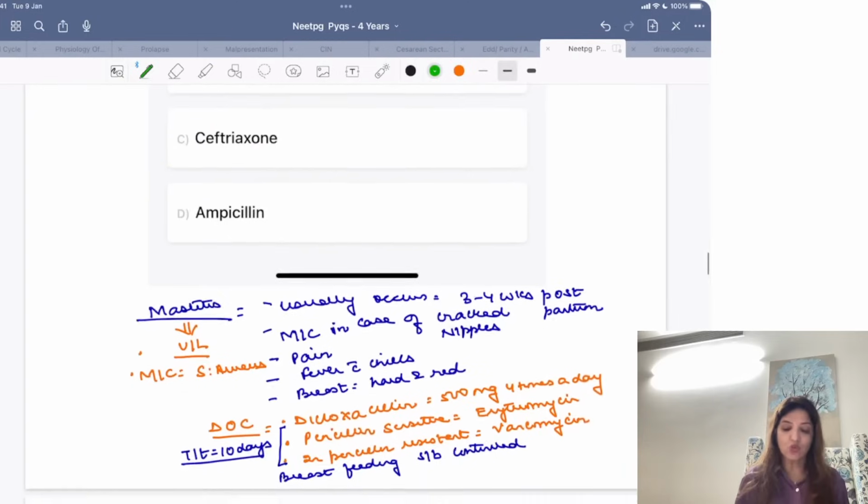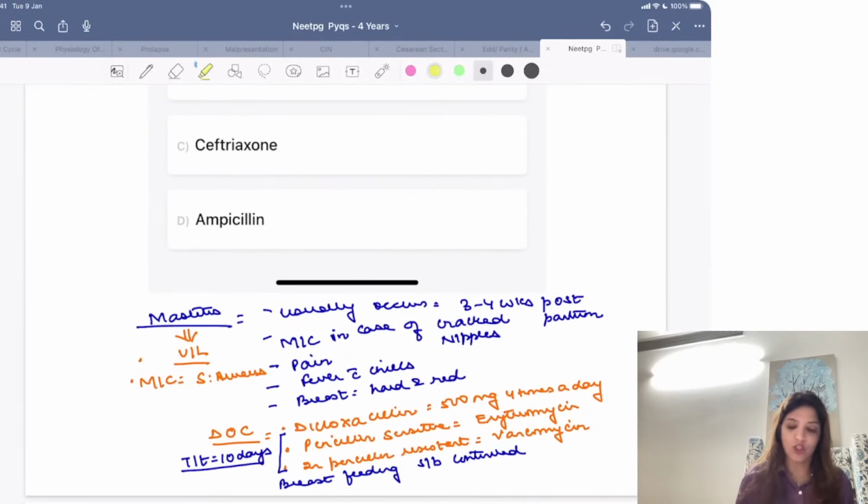Now, mastitis usually occurs in the 3 to 4 weeks postpartum period. Most commonly it happens when a mother has cracked nipples. A patient with mastitis is going to come to you with a complaint of pain, fever, chills, and her breast may be hard and red. Most of the time, 90% of the time, mastitis is unilateral, and the most common organism which can lead to mastitis is Staph aureus.